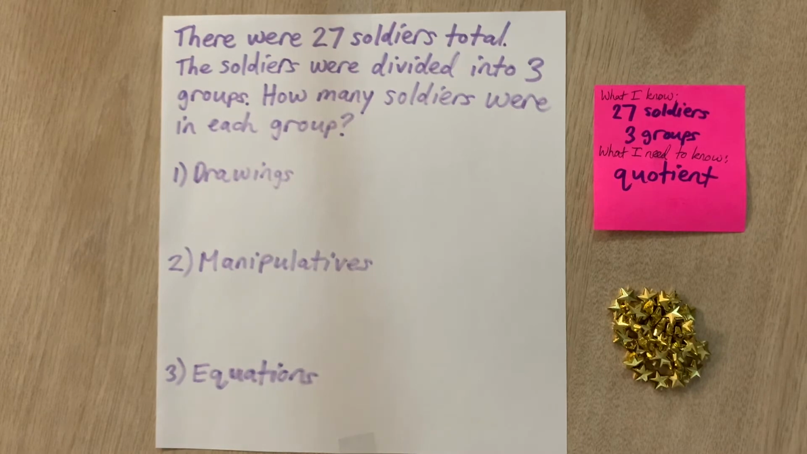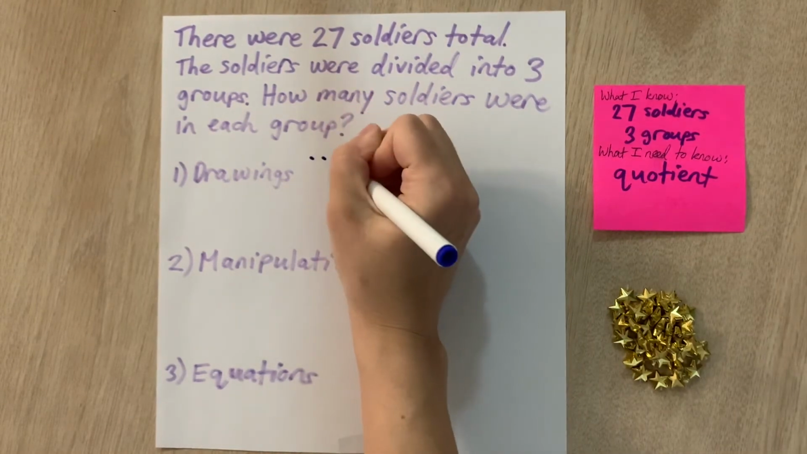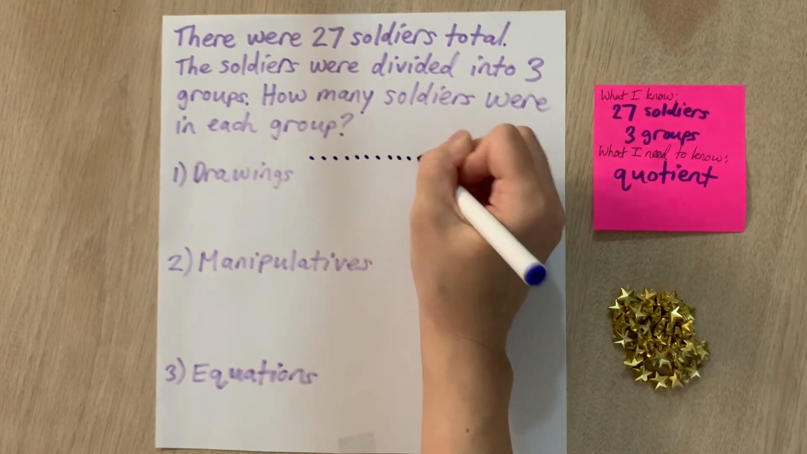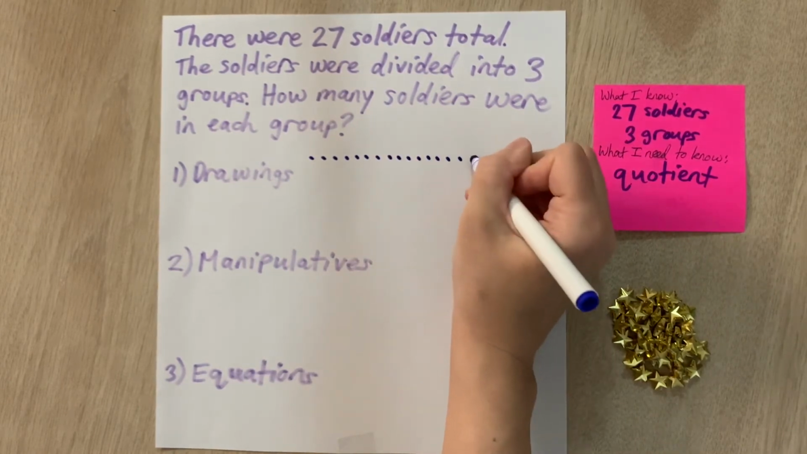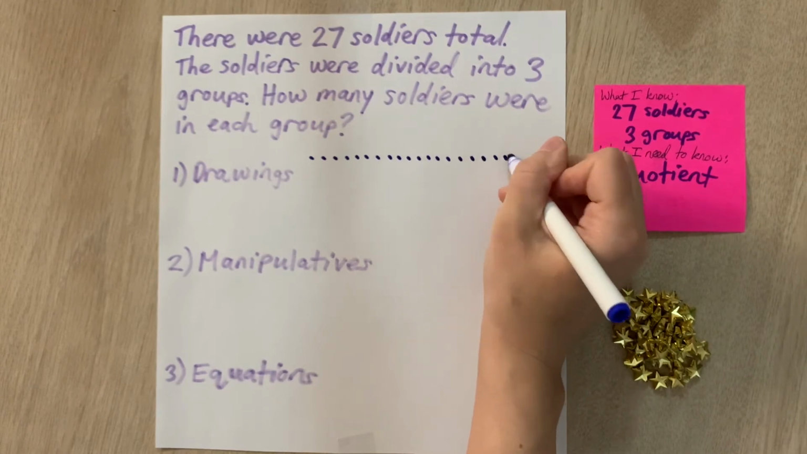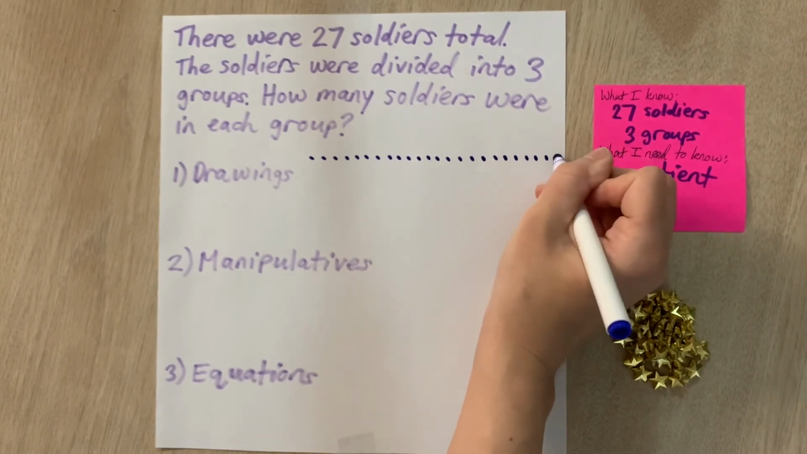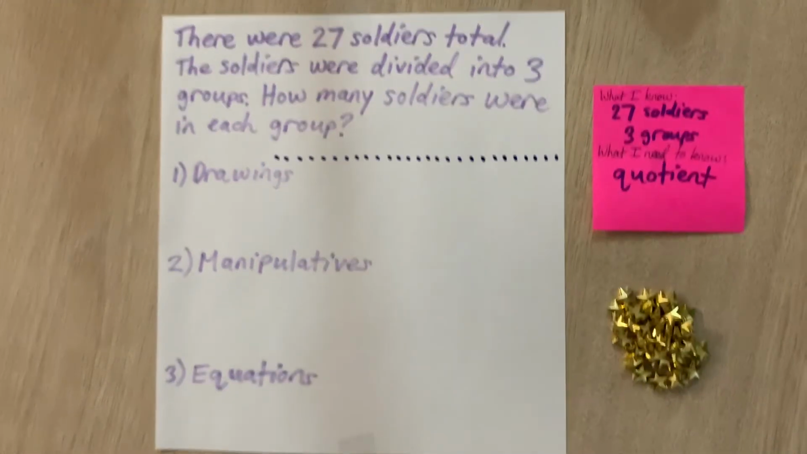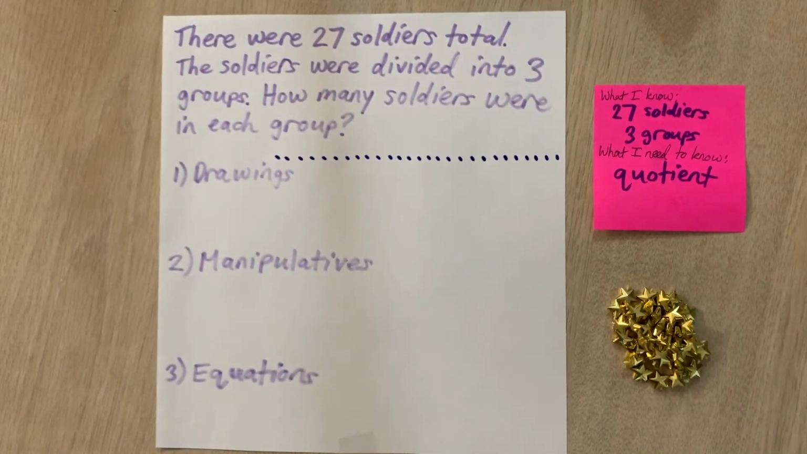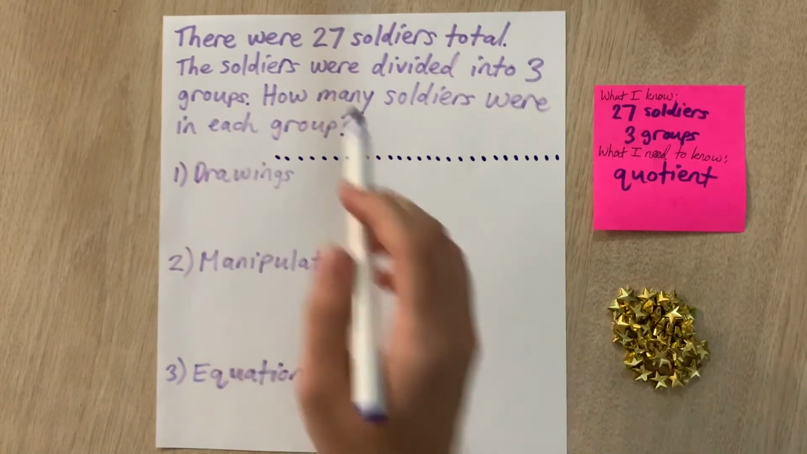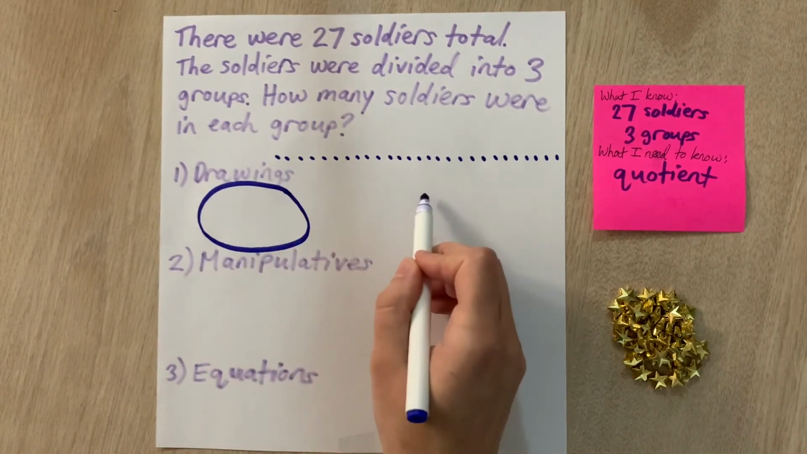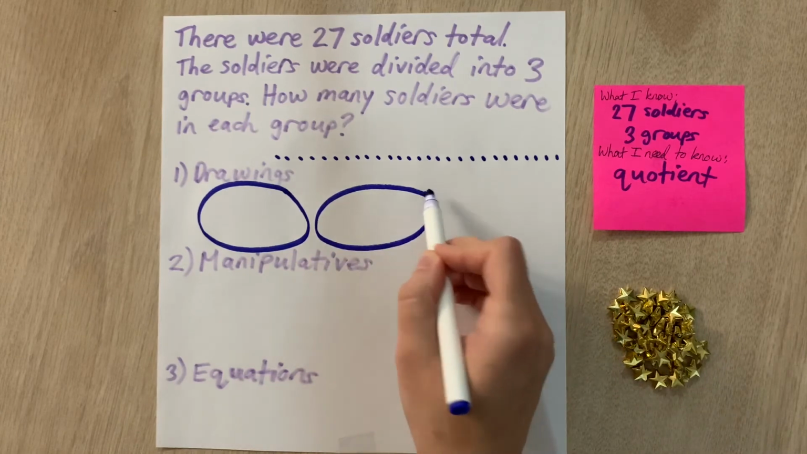So let's draw 27 dots. 1, 2, 3, 4, 5, 6, 7, 8, 9, 10, 11, 12, 13, 14, 15, 16, 17, 18, 19, 20, 21, 22, 23, 24, 25, 26, 27. Okay, so we have 27 dots, which represent our 27 soldiers. And we know that the soldiers were divided into 3 groups. So let's draw circles for our 3 groups. So we need 3 circles.